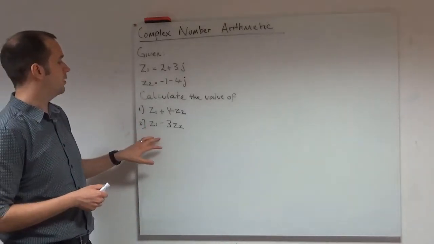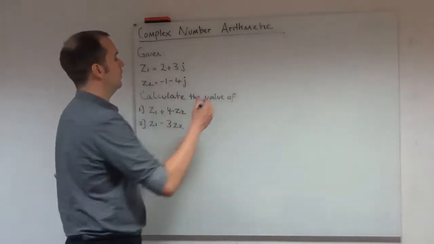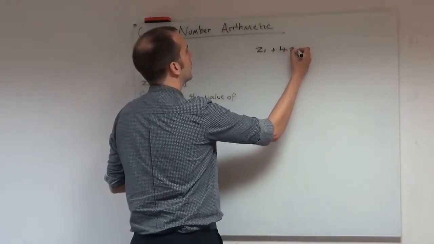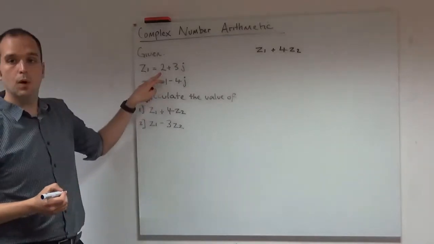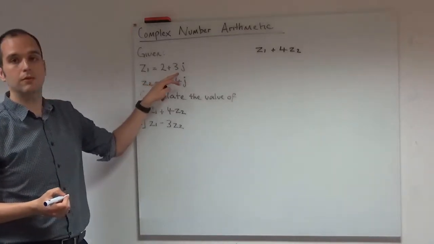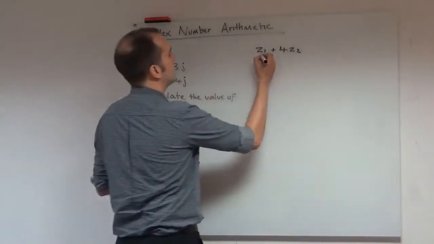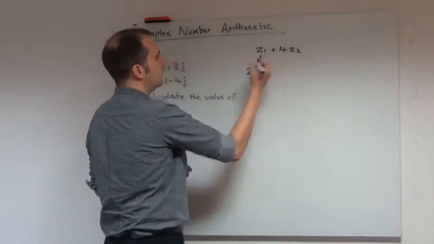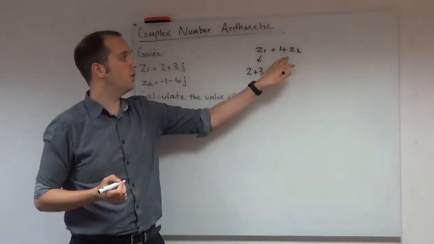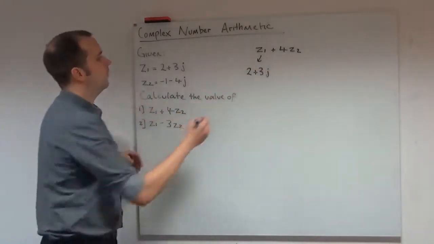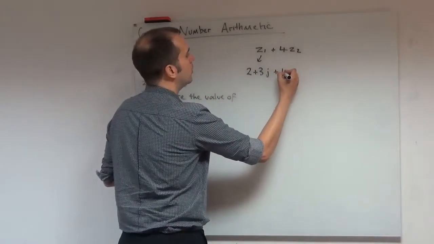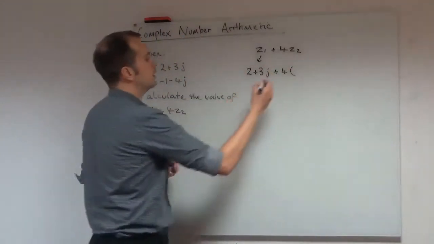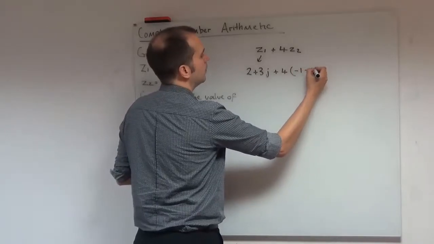So let's take this first one, Z1 plus 4 Z2. We know that Z1 is equal to 2 plus 3j, so we have 2 plus 3 lots of j. And then we have 4 times Z2, so we've got 4 lots. We'll do 4, and then we'll put Z2 in a bracket: minus 1 minus 4j.